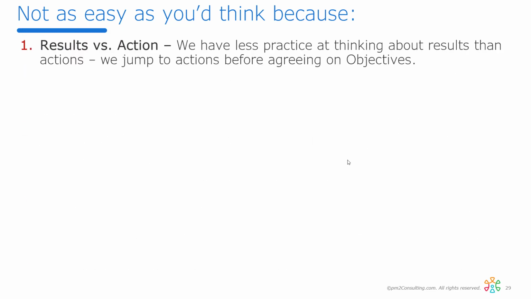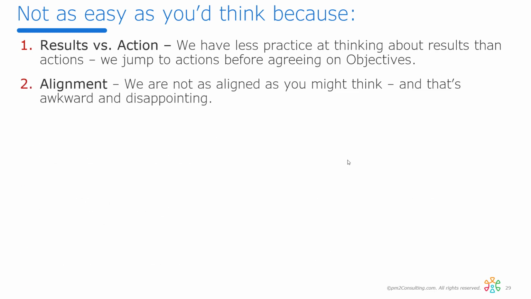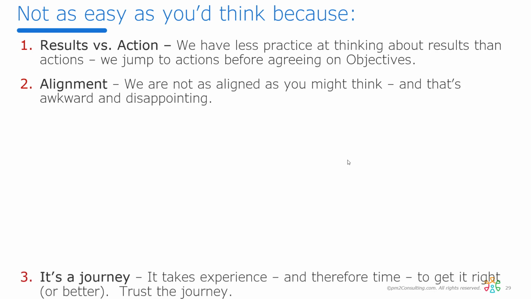And it's not as easy as you think. And it's not as easy because, and this is based on a lot of client work, thing 1, we're used to talking about action but not results, right? We don't have practice in talking about results. And so we need to take that step back. Secondly, alignment. We're not nearly as aligned as you might think. And that's the problem between departments. And it's awkward to deal with. It's disappointing it exists. But, suck it up, buttercup. It is what it is.